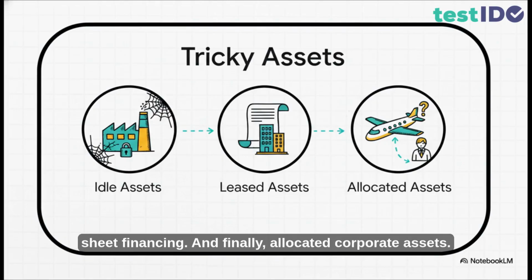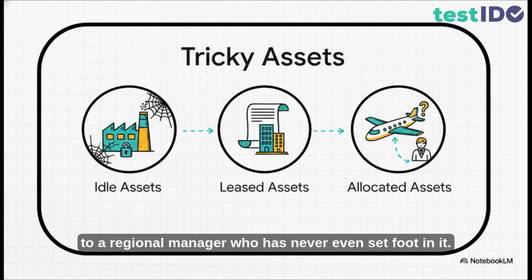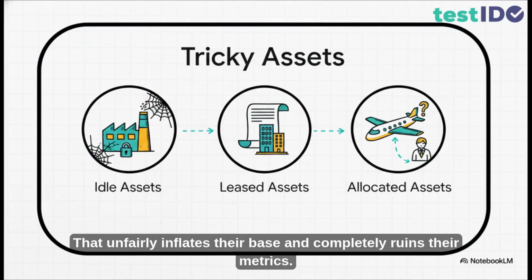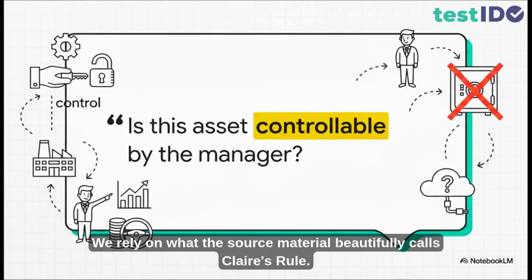This, by the way, is exactly why managers used to love off-balance sheet financing. And finally, allocated corporate assets. Imagine if headquarters arbitrarily allocates a portion of the shiny corporate jet to a regional manager who has never even set foot in it. That unfairly inflates their base and completely ruins their metrics. So, how do we solve this? We rely on what the source material beautifully calls Clare's rule.